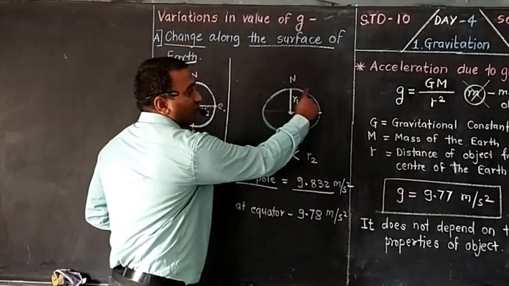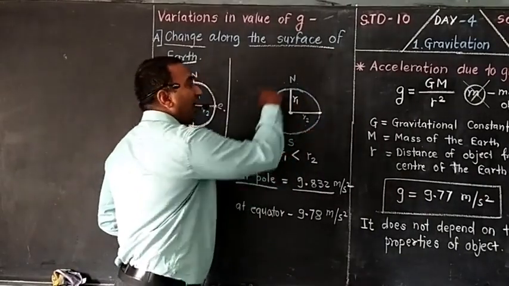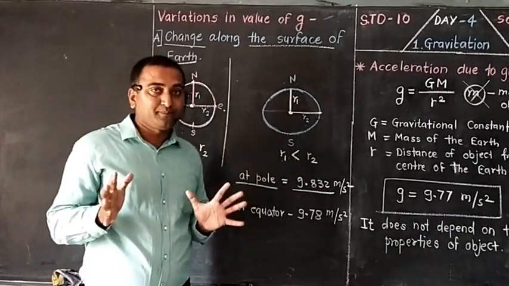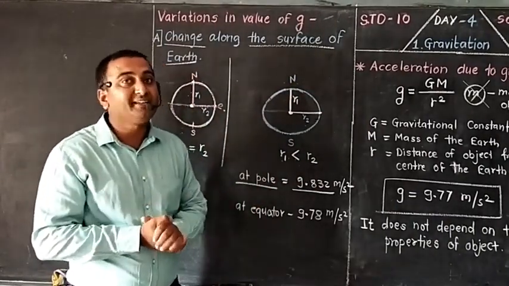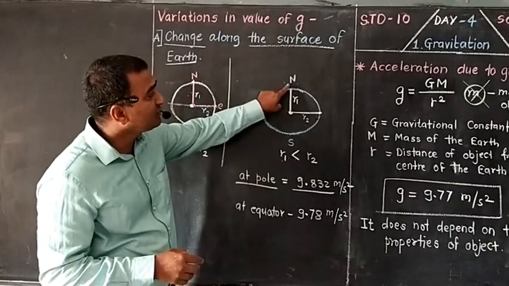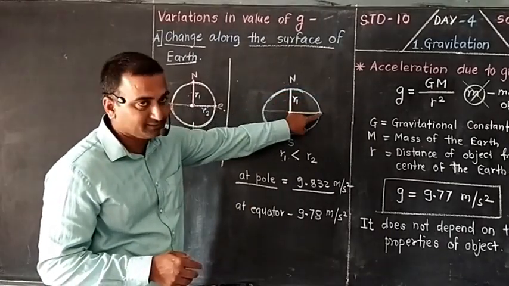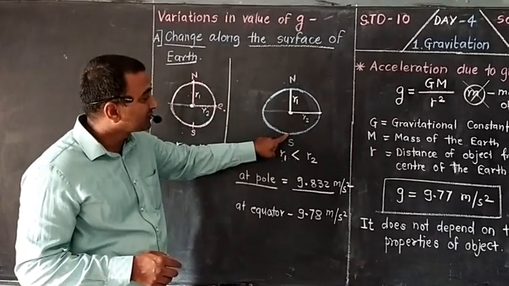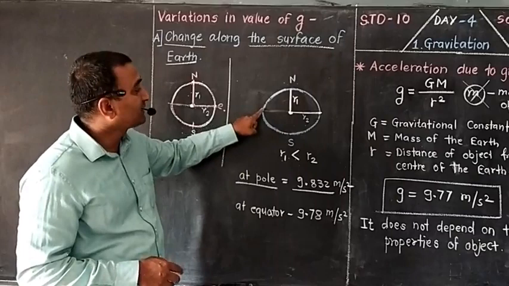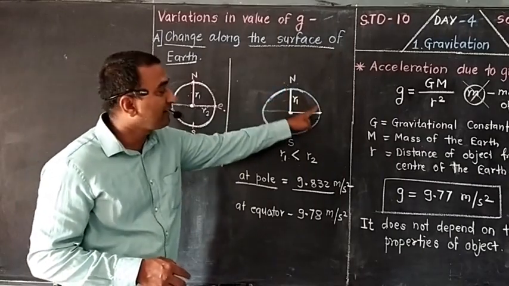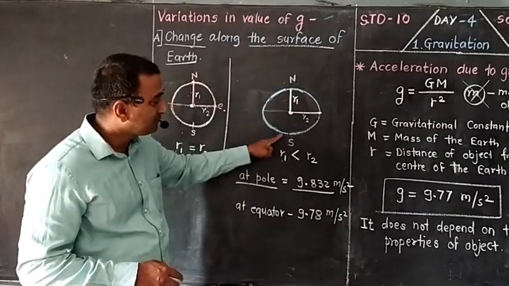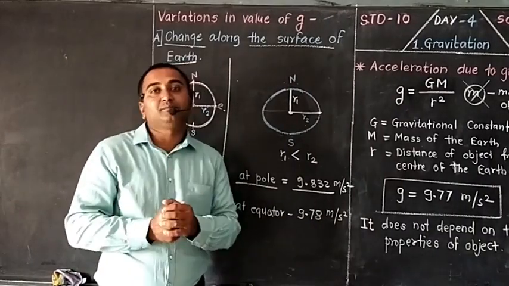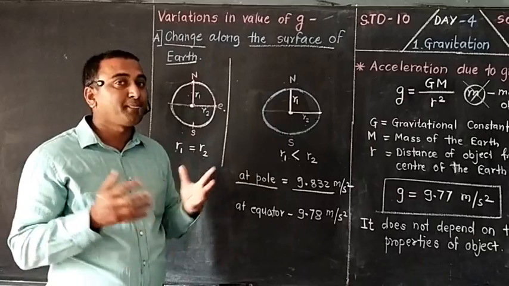So if someone wants to move along the surface of the Earth, how many times does acceleration due to gravity change? See, first decrease, then increase, then decrease, and then increase again. So one time, second time, third time, and fourth time. In all, acceleration due to gravity changes 4 times.